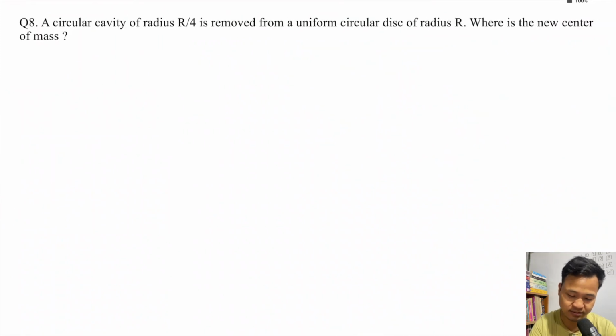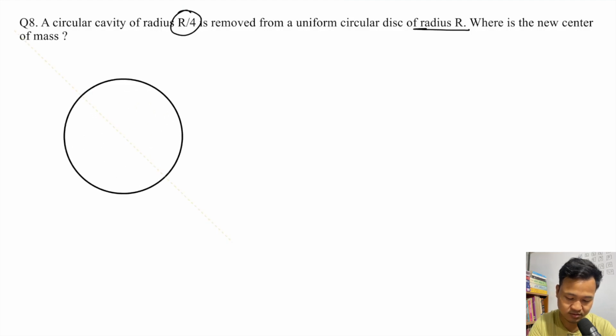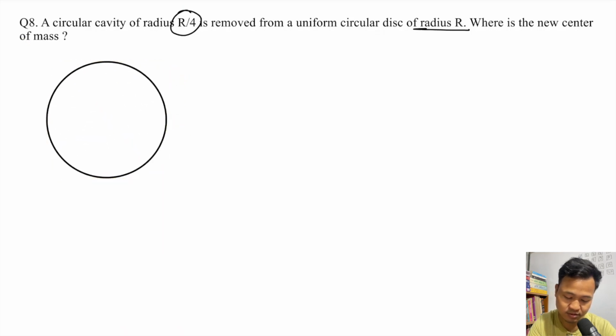Suppose here you have a question. A circular cavity of radius r by 4 is removed from a uniform circular disk of radius r. Where is the new center of mass? So I have a disk. Okay, from the disk, a cavity of radius r by 4 is removed. So r by 4 is like this.